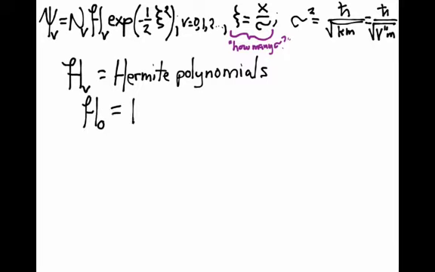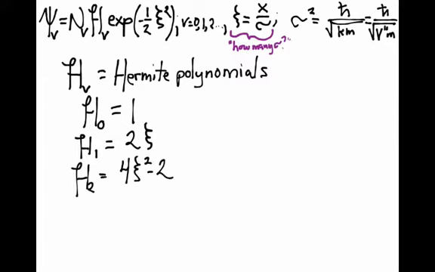So H0 is just 1, so that's for v equals 0. H1 is equal to 2 xi. H2 is equal to 4 xi squared minus 2. H3 is equal to 8 xi cubed minus 12 xi.